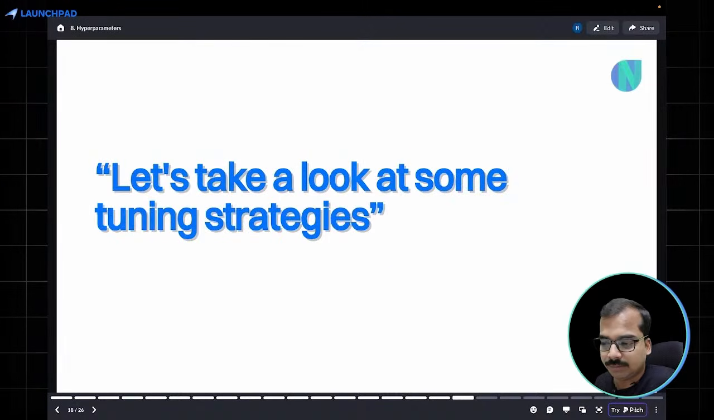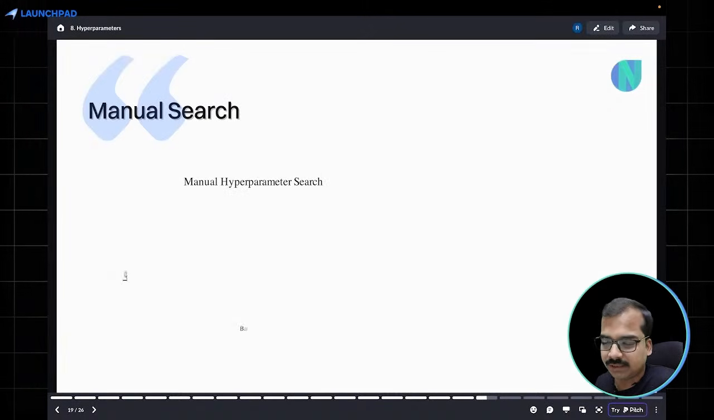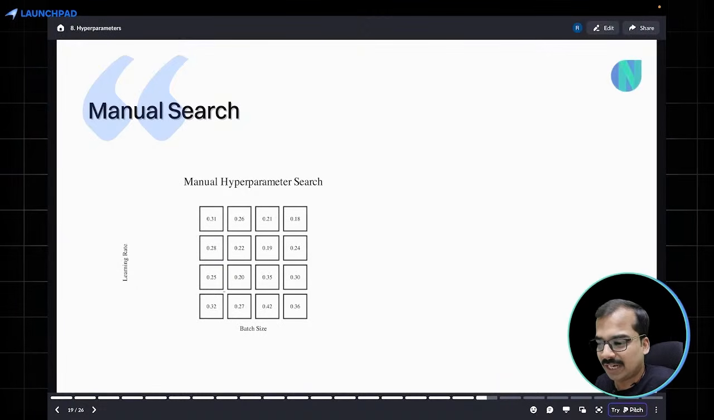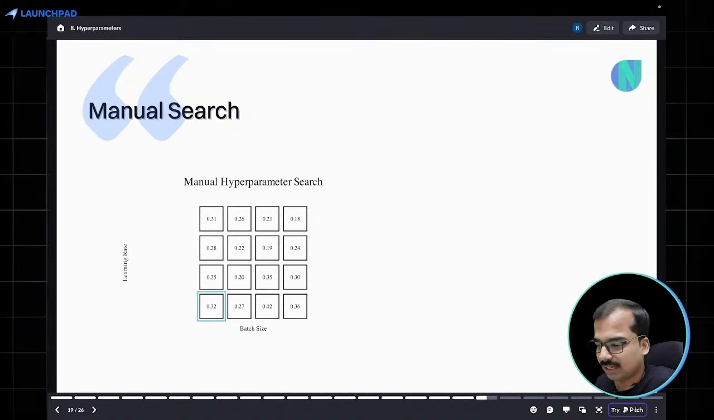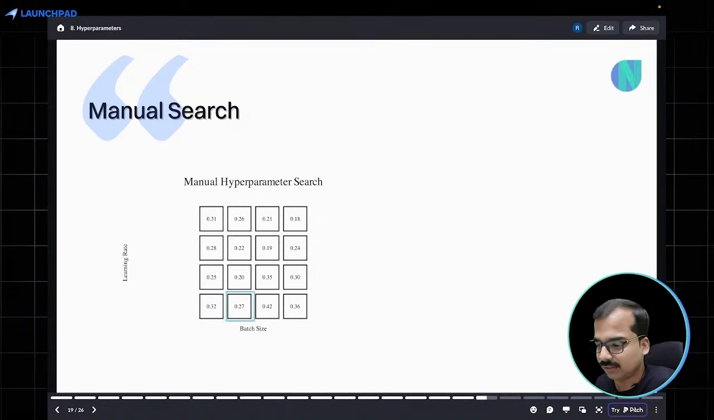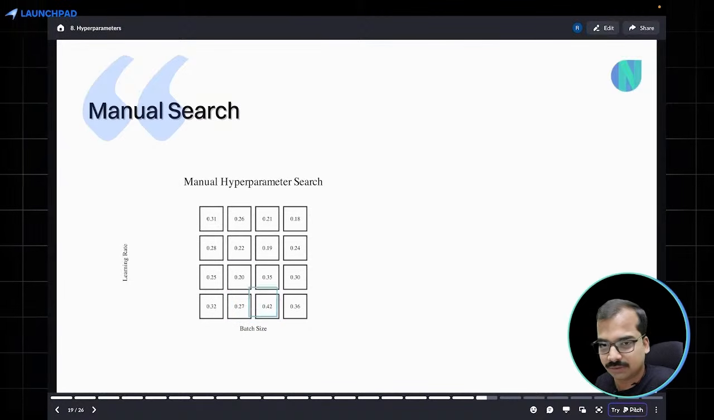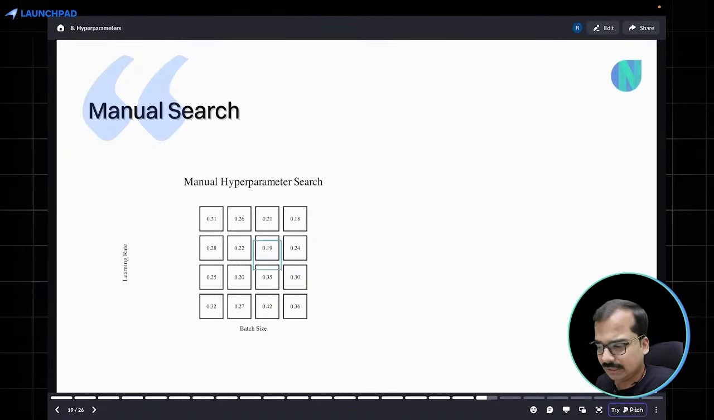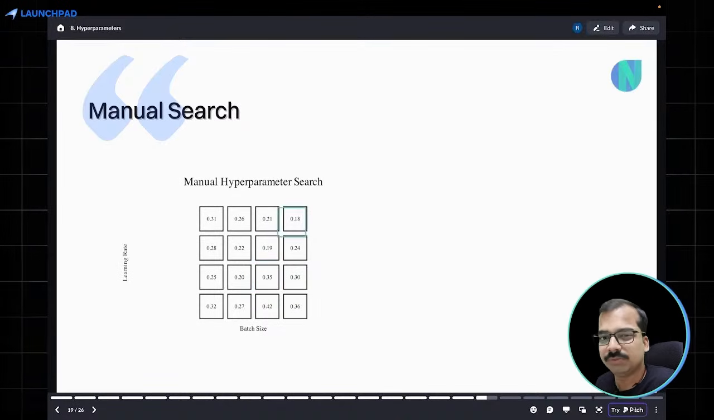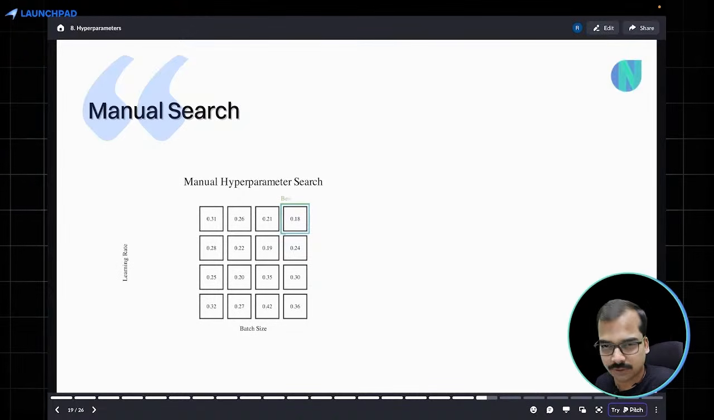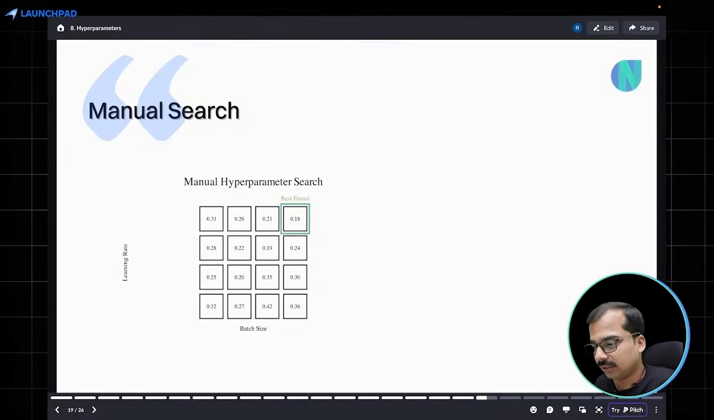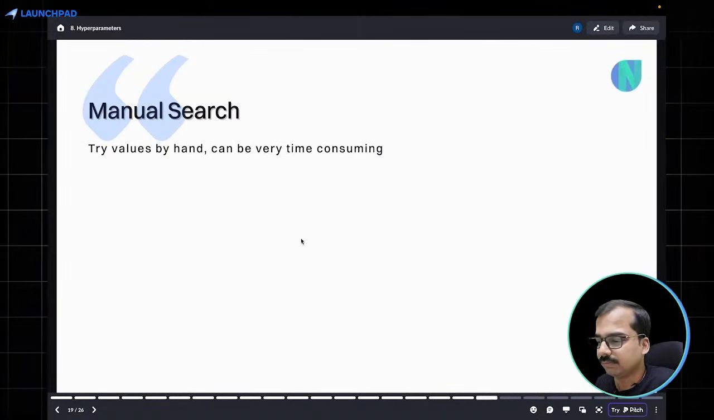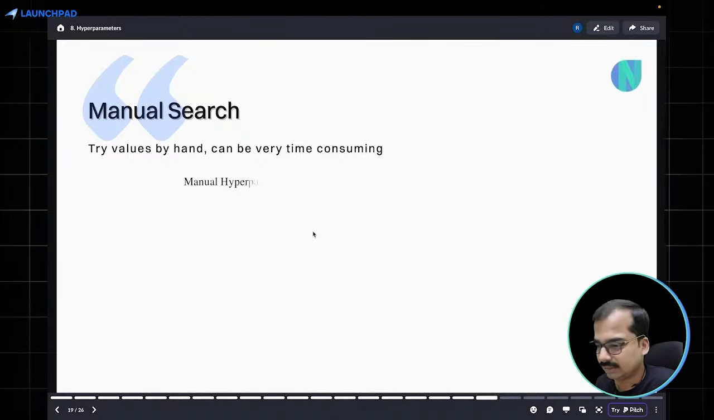Now let's take a look at some tuning strategies. How should we tune? One way is to just do a manual hyperparameter search. You manually set, let's say, batch size as 32, then 64. You train the model, you get the performance. This is not systematic, so you might forget what you have tried and what you have not tried. That is a problem. Wherever you got the minimum loss, that is your answer.